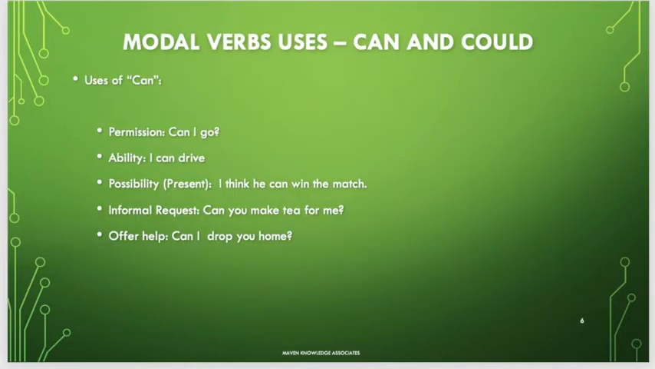Now let's talk about uses of can and could. First we will discuss uses of can. So where to use can? When we are taking any permission: Can I go? When we talk about ability: I can drive, or I can dance. And possibility, which would be for the present: I think he can win the match. Informal request: can you make tea for me? Offer help: can I drop you home?